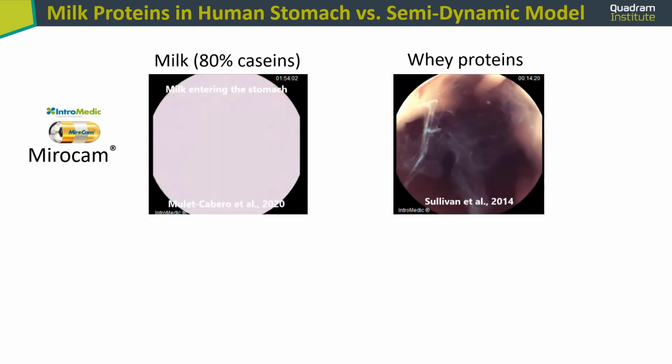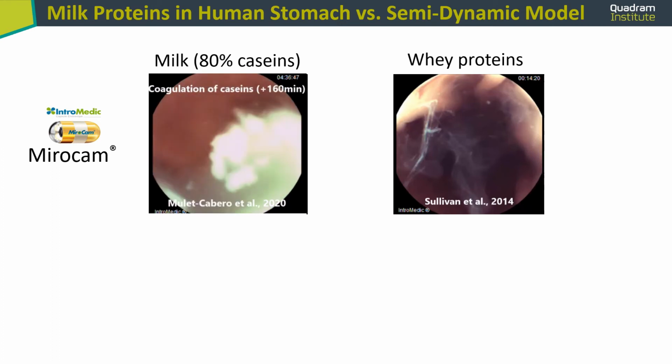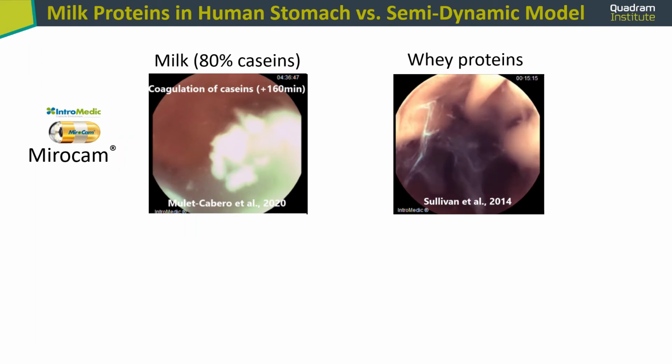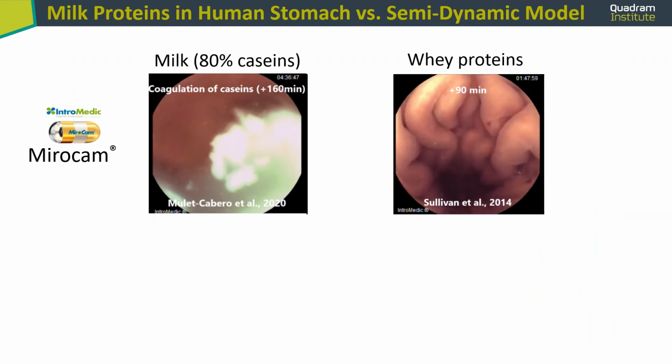This is milk entering the stomach. And after some time, you can see this massive restructuring of milk by the formation of these clots that seem quite compact due to the coagulation of caseins. These new structures were quite resistant to digestion since they were observed after more than 2 hours. In contrast, whey proteins form this kind of white precipitate of light consistency, and this was not persistent over time compared to the casein digestion, since it could not be observed after 90 minutes.